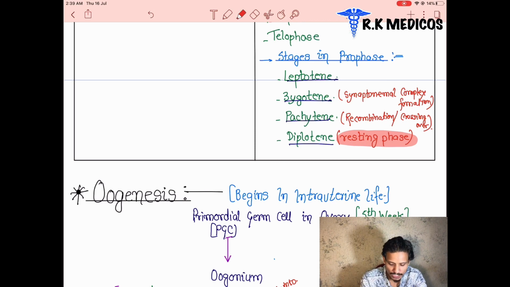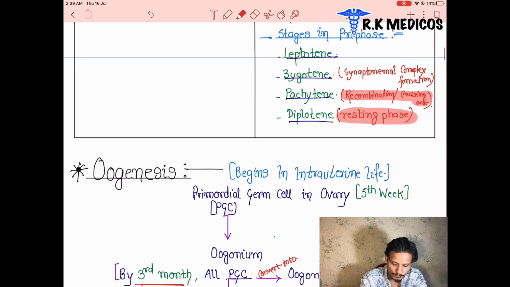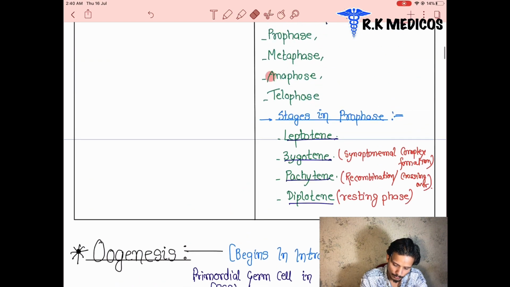Pachytene has recombination, or the crossing over takes place in the pachytene stage. And zygotene has synaptonemal complex formation. That is the special point here. These are the stages of prophase, and we have to know about them.